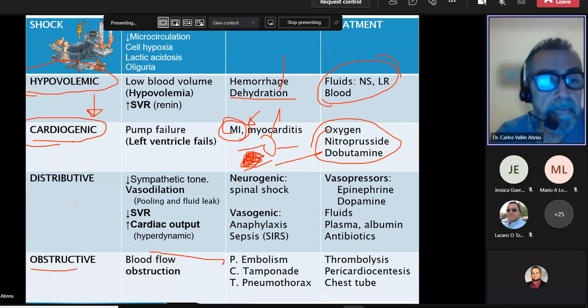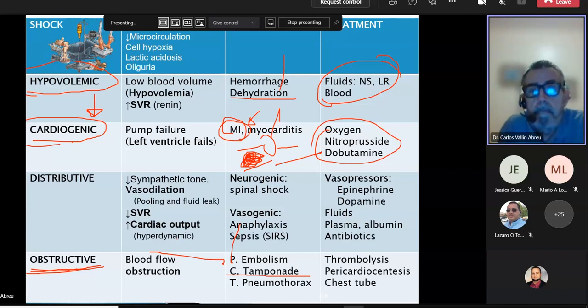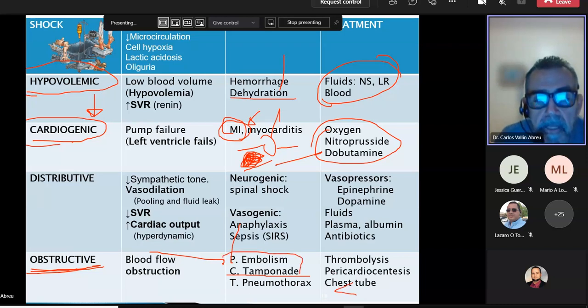The obstructive shock, I'm jumping the distributive because it's the most difficult to understand. The obstructive shock, I just explained the cardiac tamponade. It's an obstruction. If the blood cannot flow, then the blood pressure could drop because the blood cannot flow through the heart. But also, if you have a massive pulmonary embolism, or you have a tension pneumothorax, something similar occurs: obstruction of the blood flow in the mediastinum, in the center of the chest. Depending on each one, the treatment will be different. Pericardiocentesis, thrombolysis, chest tube, etc.